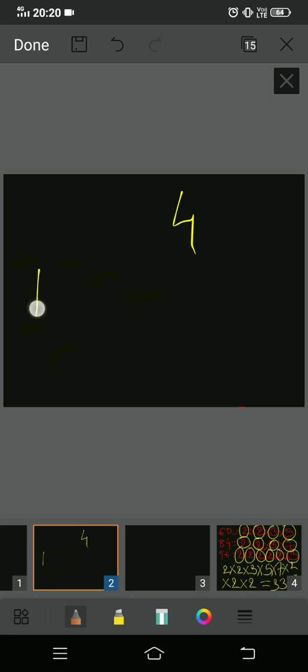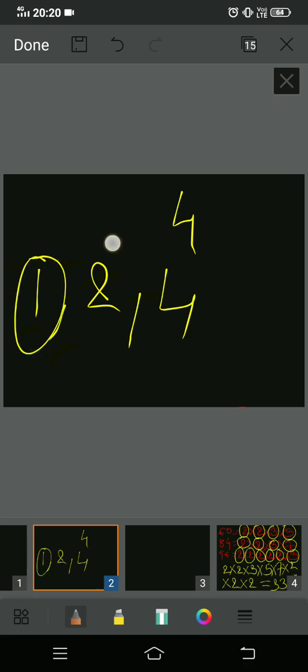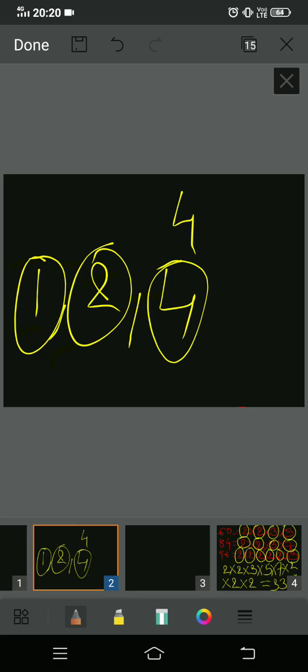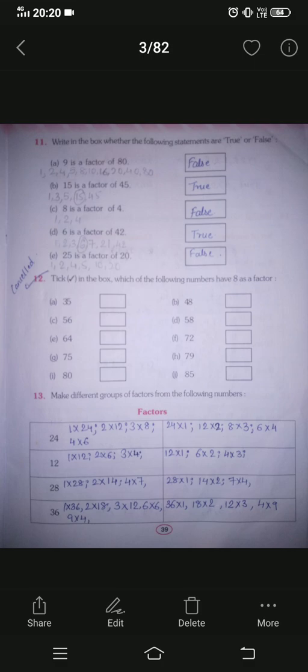Factors of 4 are only 1, 2 and 4. जैसे 1 4 is a 4, 4 1 is a 4 and 2 2 is a 4. That is it. So the factors of 4 are 1, 2 and 4. 8 is not a factor. 8 cannot be a factor of 4. That is why the statement here will be false.